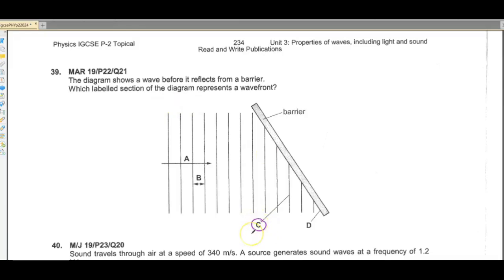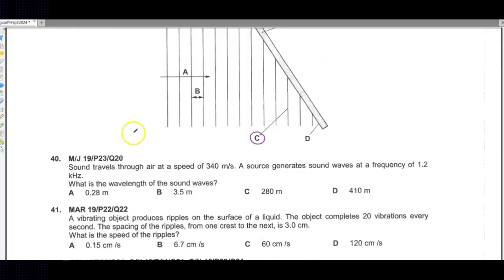Okay, so this is it. Question number 40. Sound travels through air at a speed of 340 meter per second. A source generates sound waves at a frequency of 1.2 kilohertz. What is the wavelength of the sound waves?